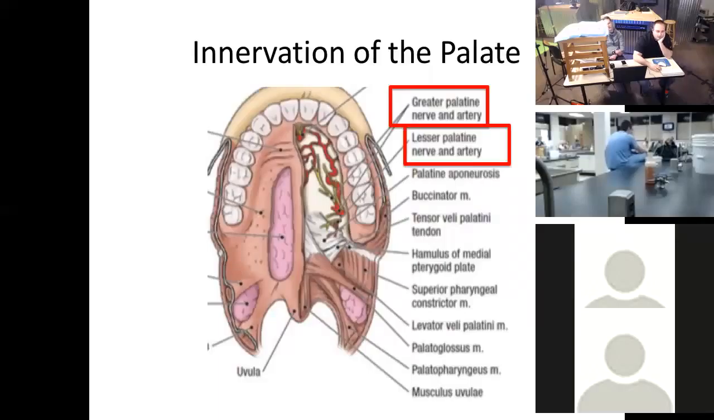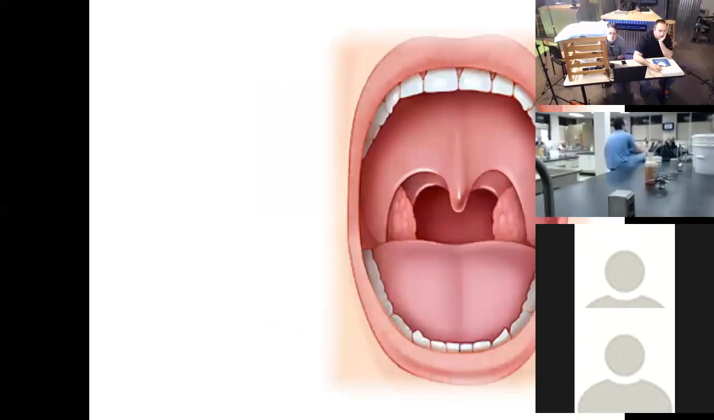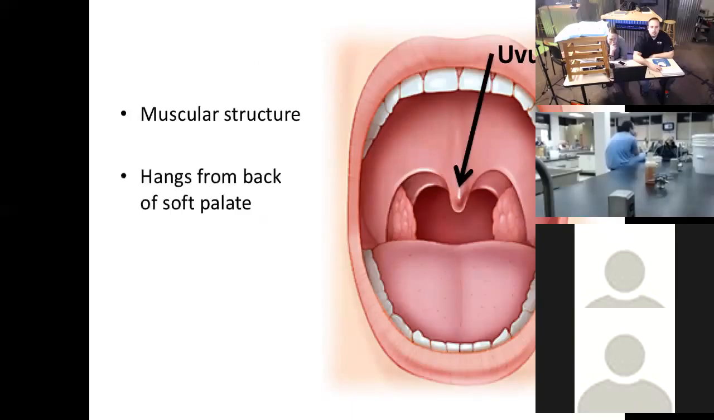You might also notice at the bottom of this picture, in the back of the mouth, the uvula. And we're going to talk about that a little more in just a second. So the uvula is a muscular structure that hangs in the back portion of the soft palate. And it normally hangs in the middle. So doctors use it to see if there's any problem with the nerves that innervate the soft palate. And so the muscles of the soft palate will pull up on the uvula to either side.